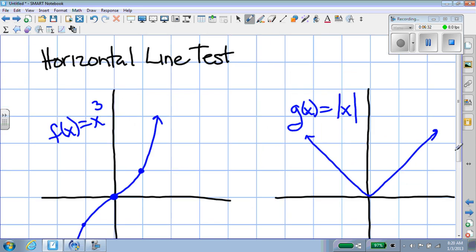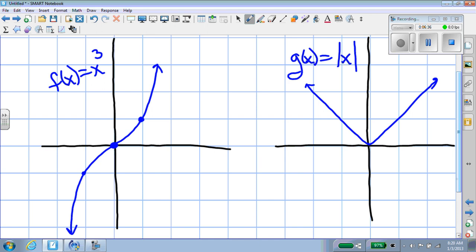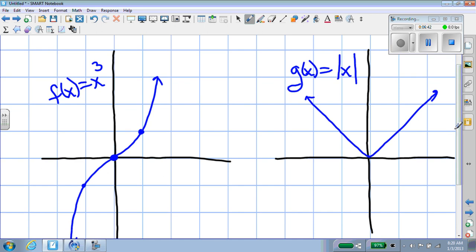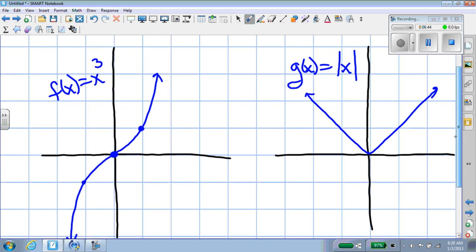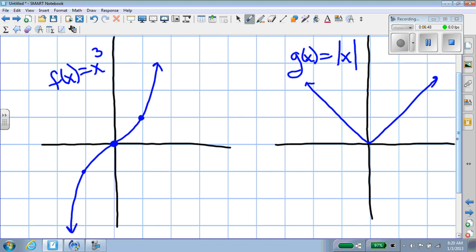Okay, so how could we tell if the inverse was going to be a function? We have something called the horizontal line test. Remember, the vertical line test determines whether an original equation actually is a function. So if we're going to switch domain and range, switch x and y, it should make sense that a horizontal line test will determine whether the inverse is a function.